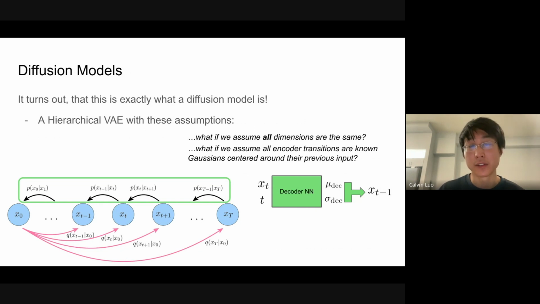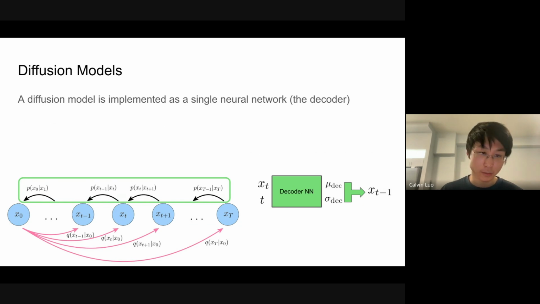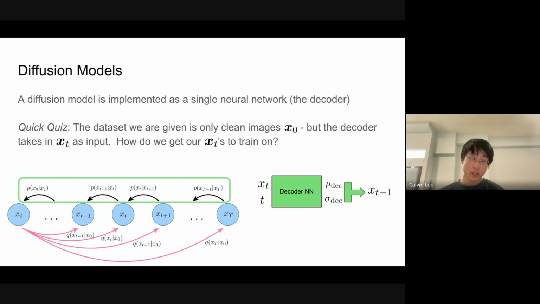It is a Markovian hierarchical VAE with the following assumptions: that all the dimensions are the same, and that we have these encoder transitions with their known Gaussians centered around the previous input. And implementation-wise, really, it's just a single neural network that we need to learn, which is this decoder. It's just one neural network. That is a probabilistic decoder. It takes an xt and t, and predicts parameters such that we can generate samples xt minus 1.